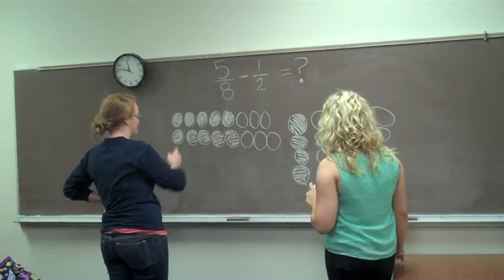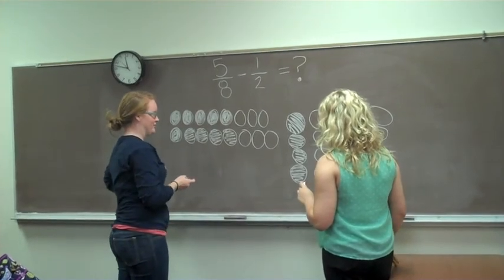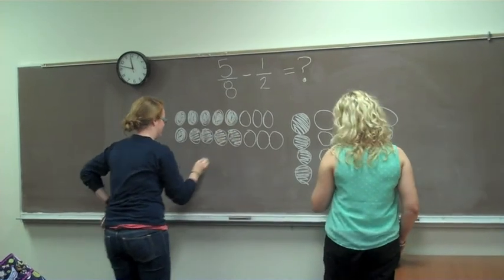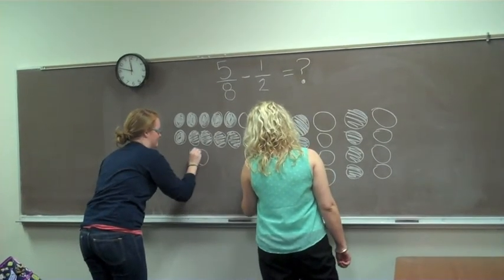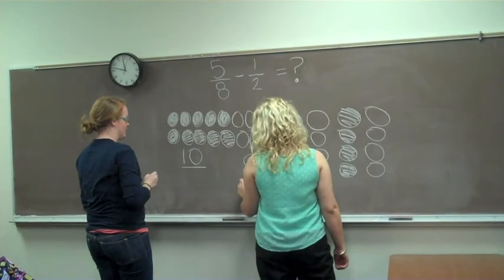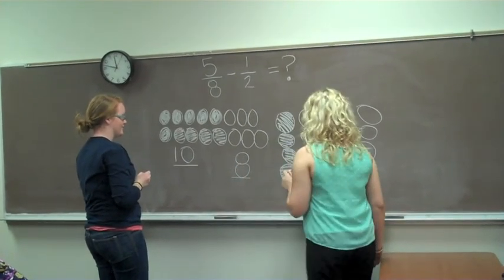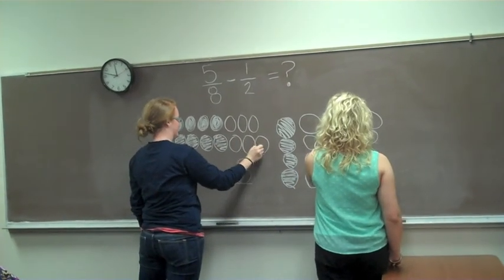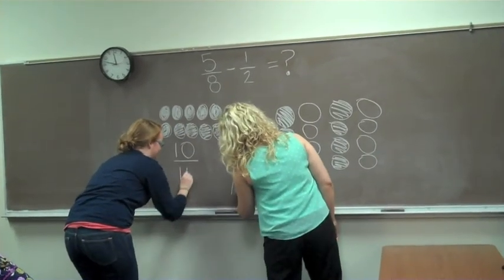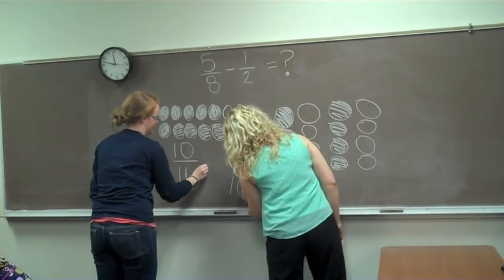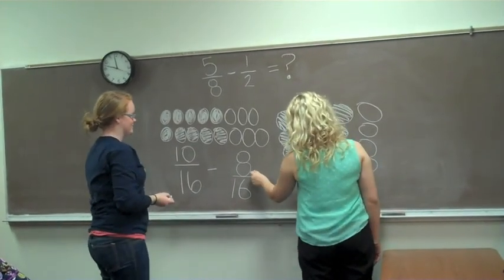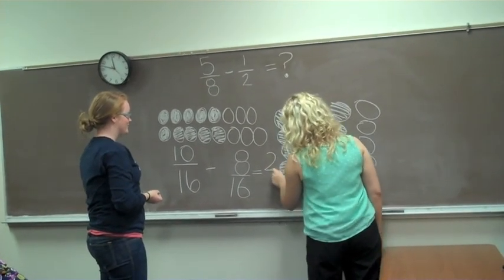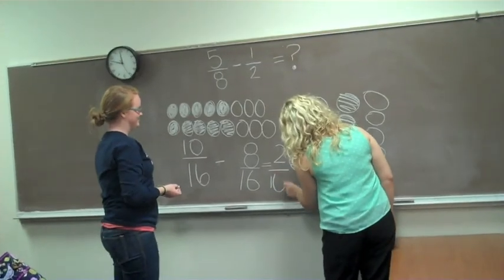So now we count the solid ones for the numerator, right? Okay. And then all of them together are the denominator. Mhm. Did you get 16? Yep. Great. So then that's just 10 minus 8 is 2. 2/16. Awesome. We're done.